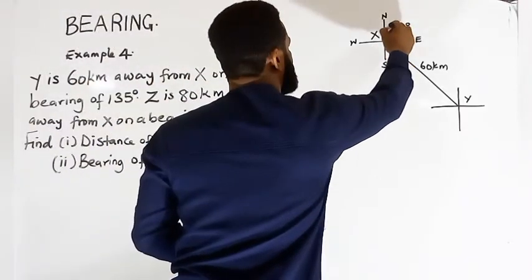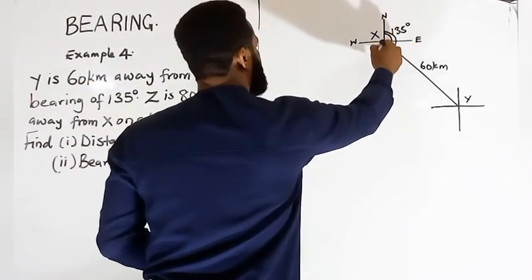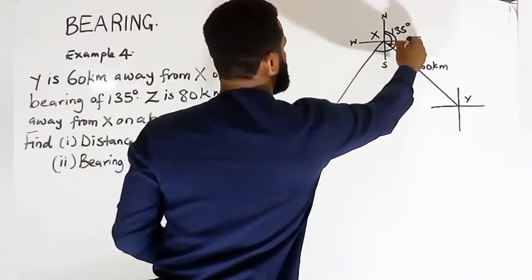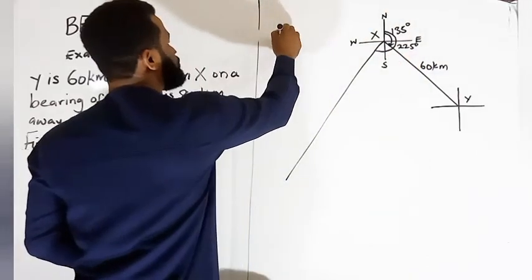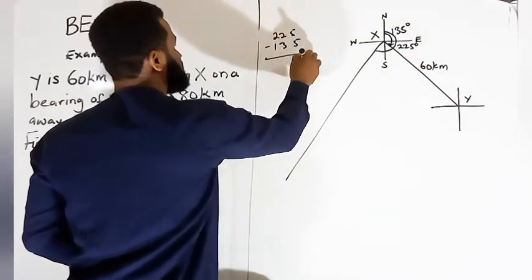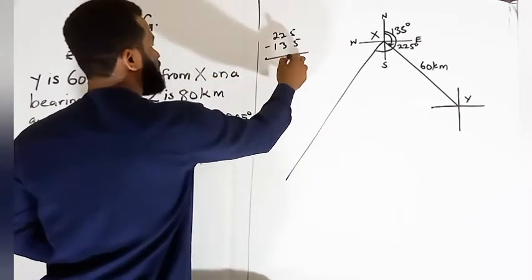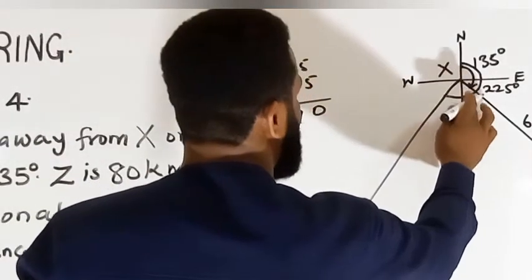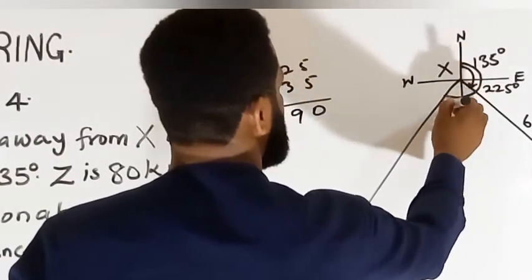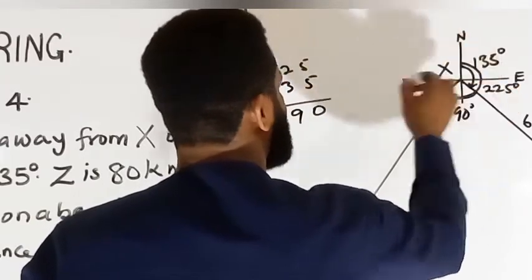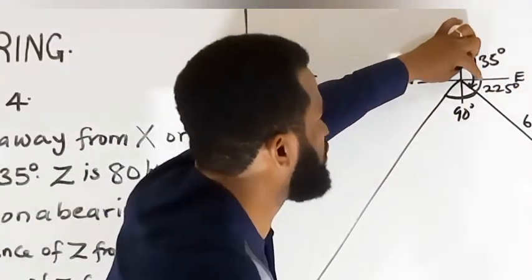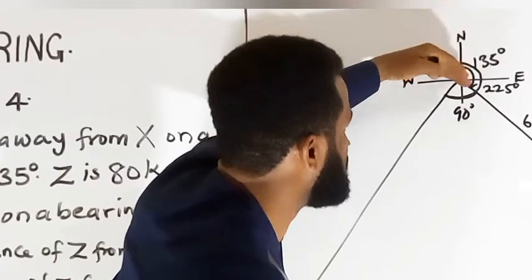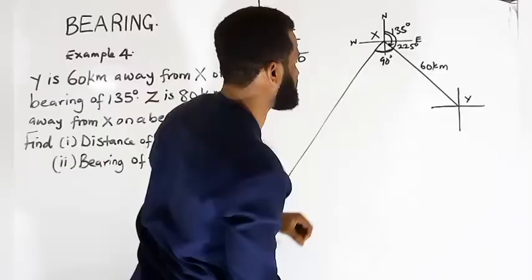So I'm going to have another one here. This is 225. Now if I have 225 minus 135, that is 90. Yes, 22 minus 13 is 9. So the angle here is 90 degrees. That is from here to here is 90 degrees. Because from here all the way to there is 225, then from here to here is 135. So 225 minus 135 is 90 degrees left here.